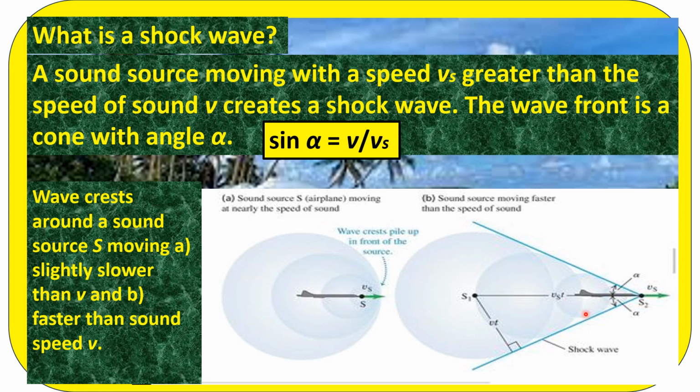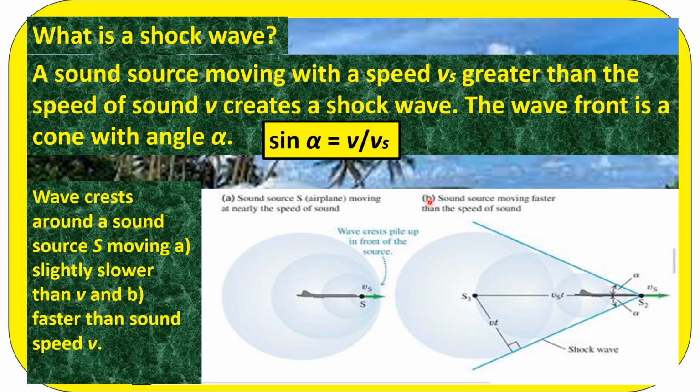Sine of the angle alpha is just equal to the opposite side, which is V times t, over the hypotenuse, which is Vs times the time t. So if you divide Vt over Vs times t, the time t cancels out, and we are left with this equation for sine of the angle alpha equal to the speed of sound V divided by the speed of the source or the airplane.